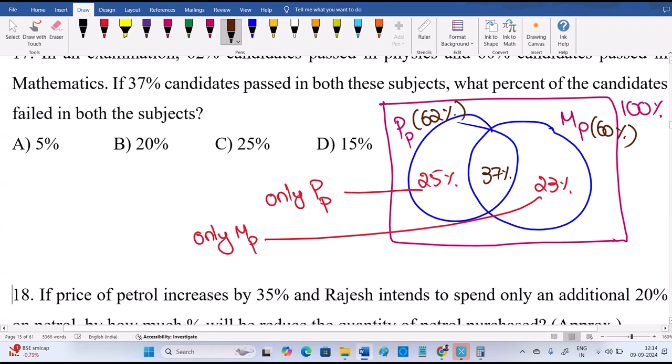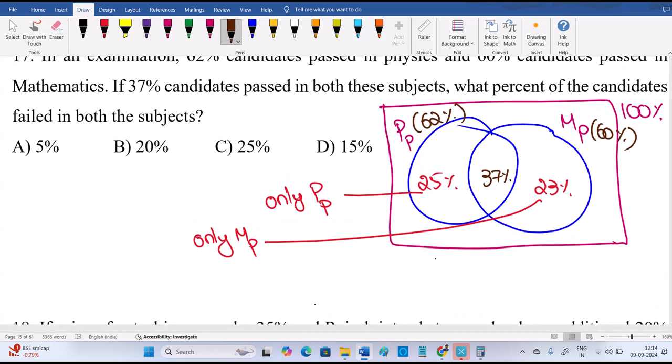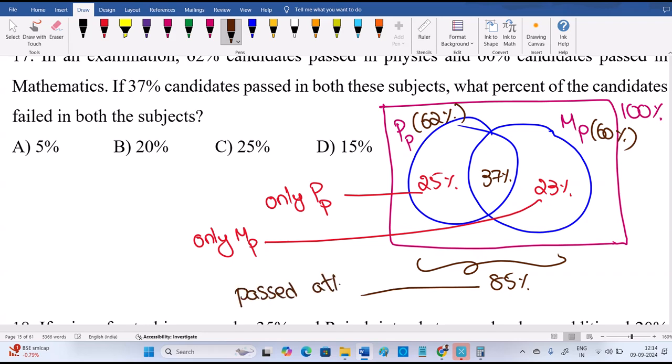This entire 3, if you figure out, this all 3, 62 plus 23, 85% passed at least one subject. Failed both is out of these two circles, which is not in these two circles, 15% is not there. These people failed both. 15% failed both.